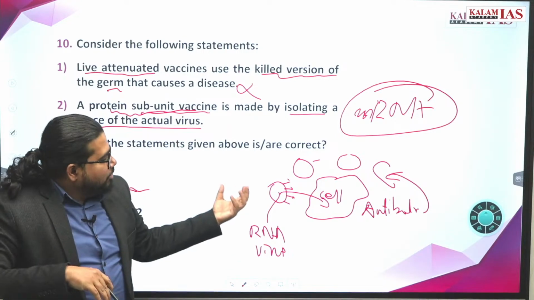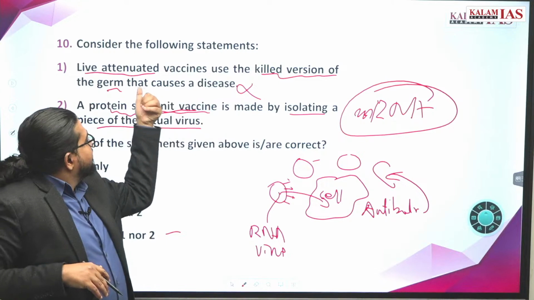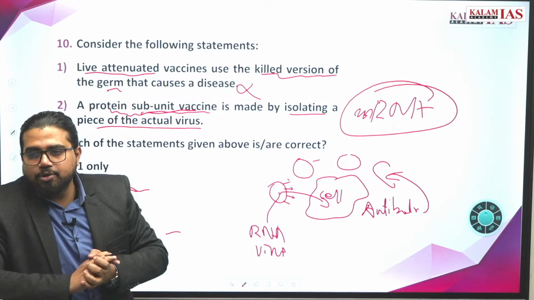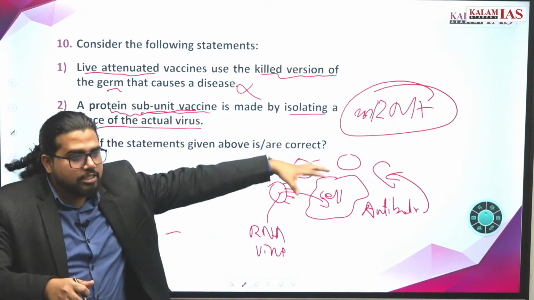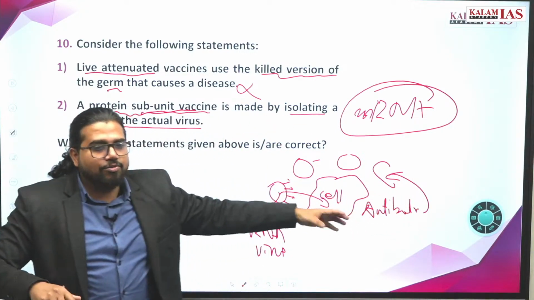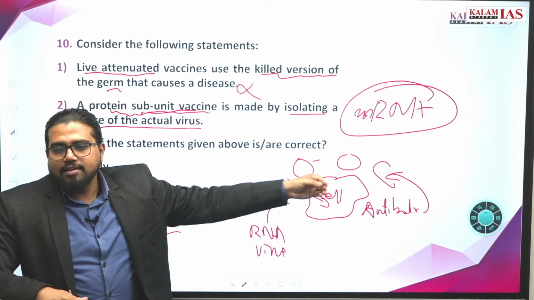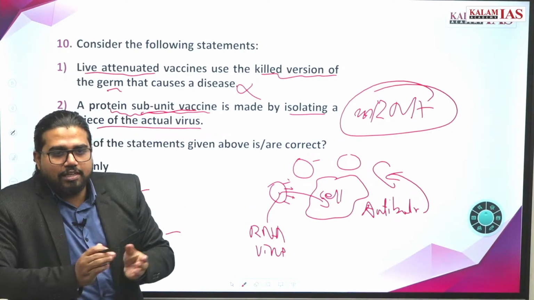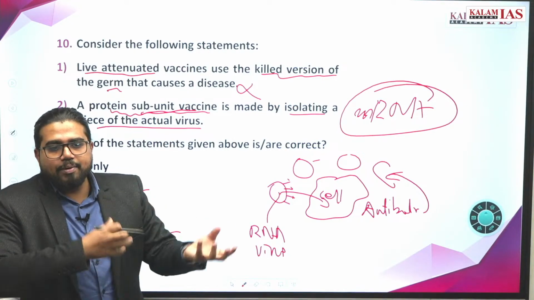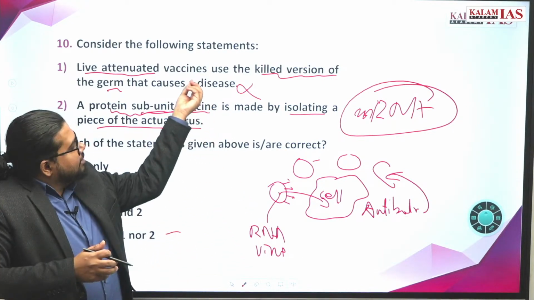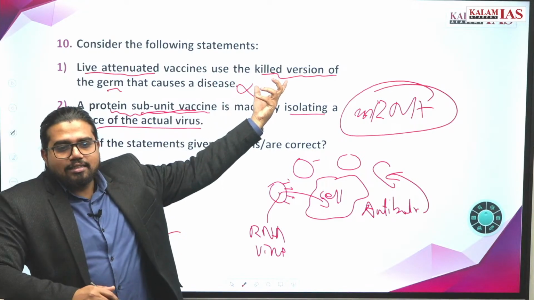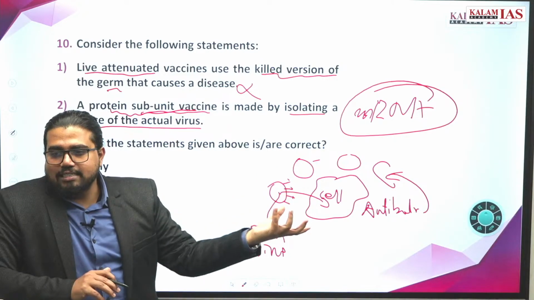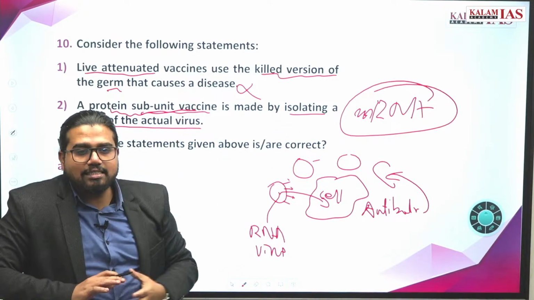So in live attenuated, a weakened virus will be sent into the body, then it will go through all this process, and antibodies will come in. So when the actual virus comes, antibodies will be produced in a very small amount of time. So there will be no confusion. Now in killed virus, a totally killed version of the virus will be sent as vaccine. Now what is an mRNA vaccine?